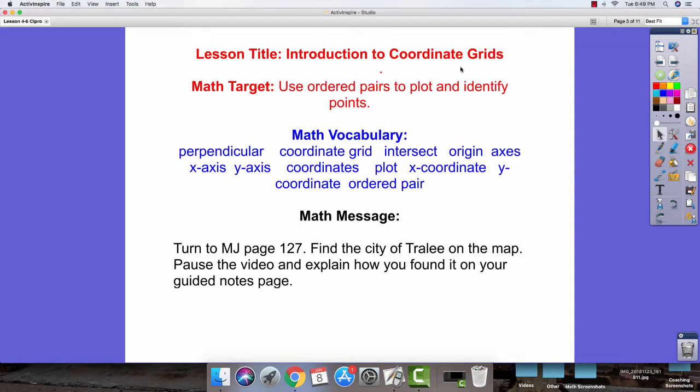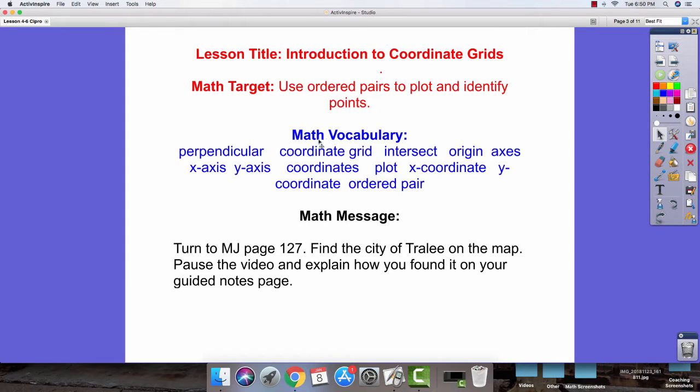So let's dive in. So like I said, you'll need your math journal and your notes paper. So make sure you have that. Pause video. Make sure you have it. Pause video. All right, now that you have all your materials, today's lesson is called Introduction to Coordinate Grids. Here's our goal. Our goal is to be able to use ordered pairs to plot and identify points.